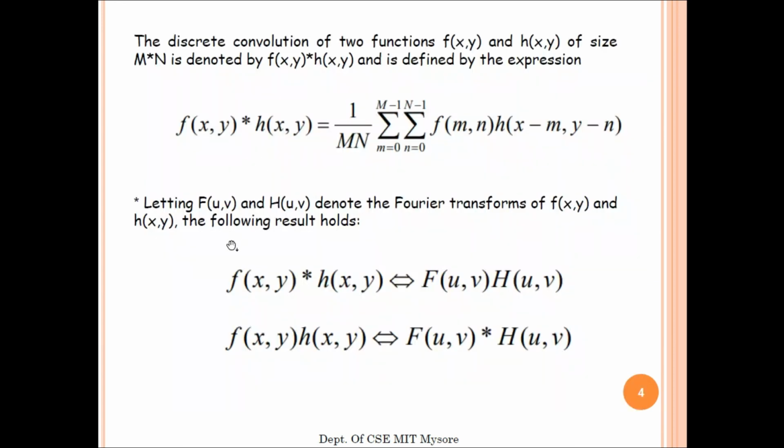So in the frequency domain, we can represent it as f of x comma y into h of x comma y. So in the frequency domain, G of u comma v is equal to F of u comma v into H of u comma v. So F of u comma v is the Fourier transformed output of f of x comma y, and H of u comma v is the Fourier transformed output of h of x comma y. Okay, this is the fundamental relationship, or correspondence, between the spatial domain and the frequency domain.